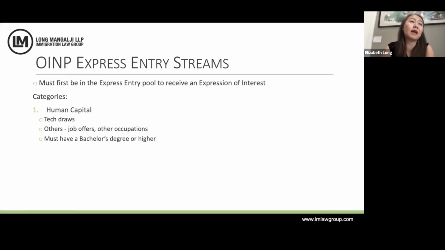However, every time they have this draw, it doesn't mean that just because you have experience in one of the tech occupations that you will get drawn. They still look at what your actual number is, and they still have a cutoff number for that. It might be a little bit lower than express entry draws. Also, in order to qualify, you must have a bachelor's degree as well. It doesn't have to be from Canada. It could be from outside of Canada as well.